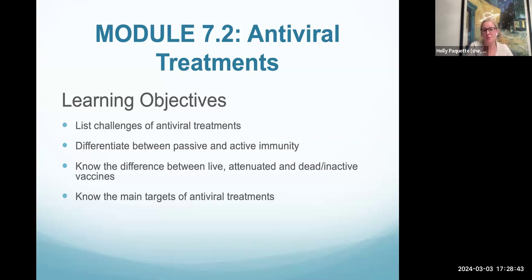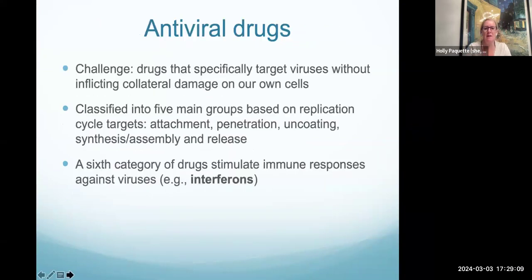I'd like you to know the difference between live attenuated vaccines and dead inactive vaccines. Generally, we have certain populations that we can treat with either of these. The last thing I want you to think about is to know the main targets of any of these antiviral treatments. So for some of the drugs, you should know what we're actually targeting with the viral infection. With that, I'd like to talk about what the challenge is. Why is it so difficult to treat viral infections?